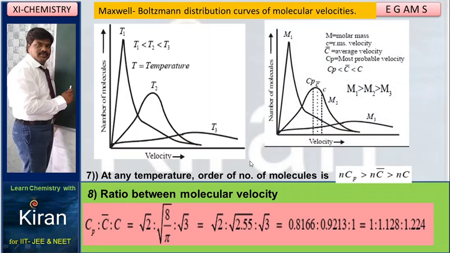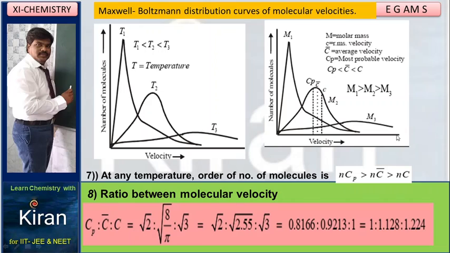The same graph I am showing you with molecular velocities and molar mass. See here, M1 is the heaviest gas. That is the reason the speed is less, up to here itself only. Then M2 is somewhat lighter than M1. The molar mass of M2 is less, hence the gas will move somewhat faster. M3, the mass is very less. That's the reason the molecules' velocity is high.